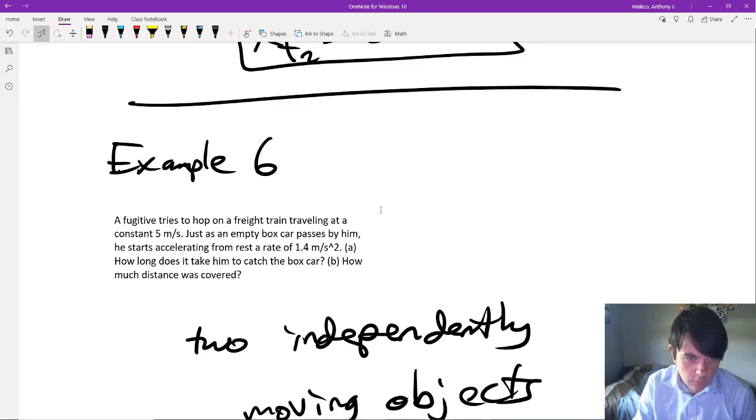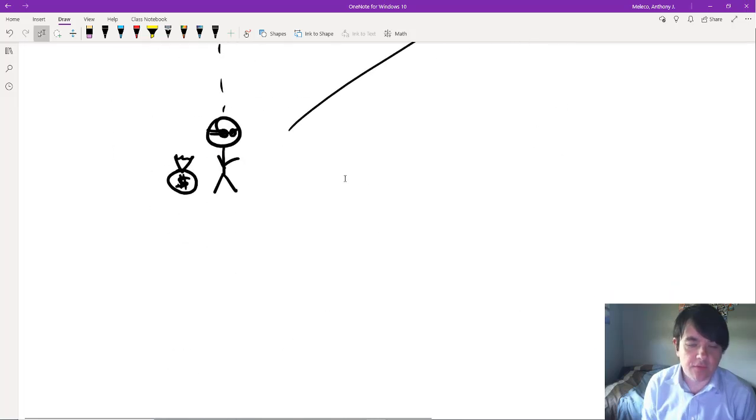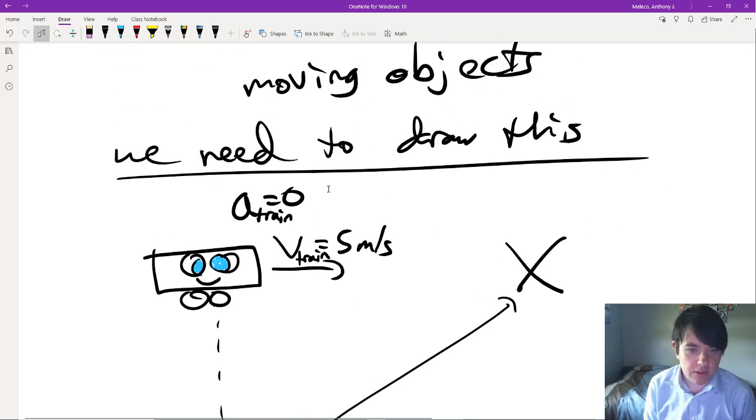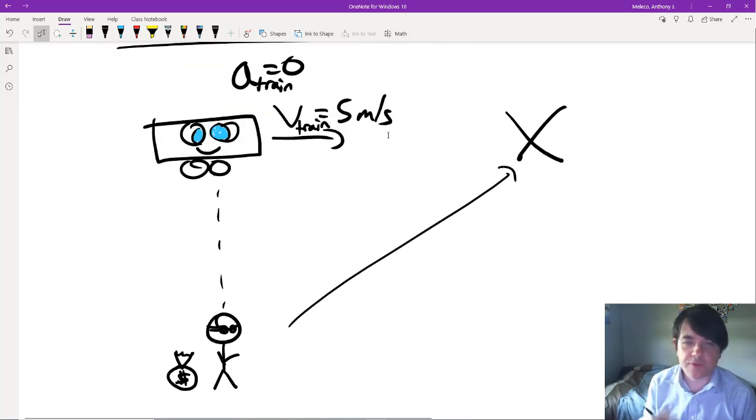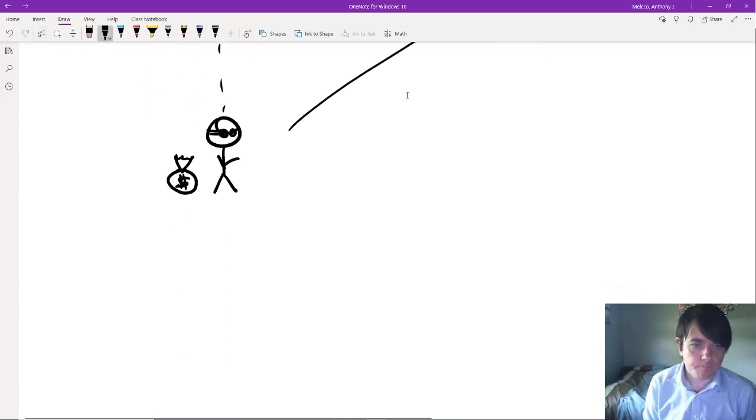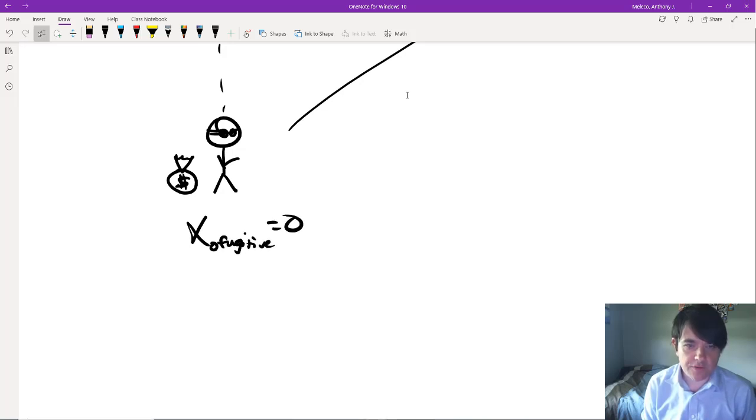Okay, so he starts accelerating from rest. The very first thing, I'm going to define a couple of things here. When there's a lot of information, I like to go through position, velocity, acceleration, even in my drawings, just to make sure. So X initial train, we're going to call that 0. And fugitive, we're also going to call 0.